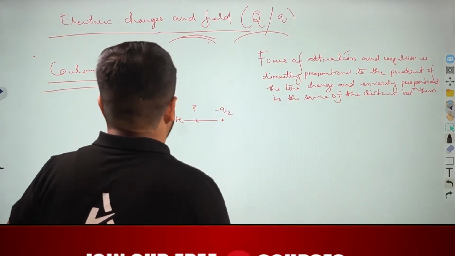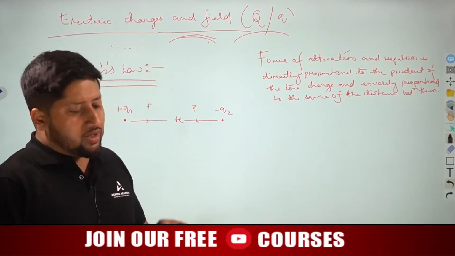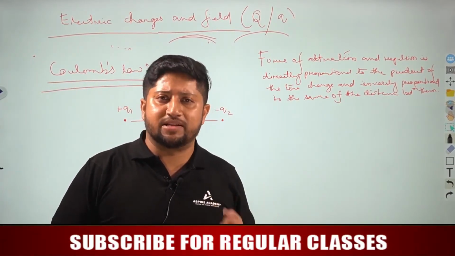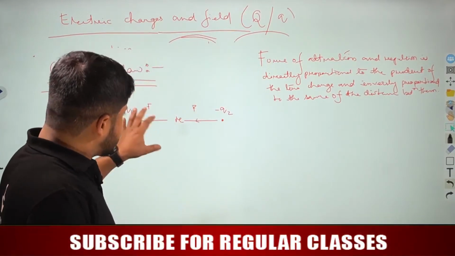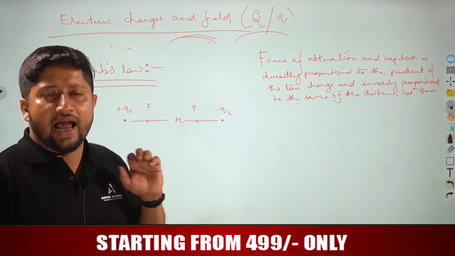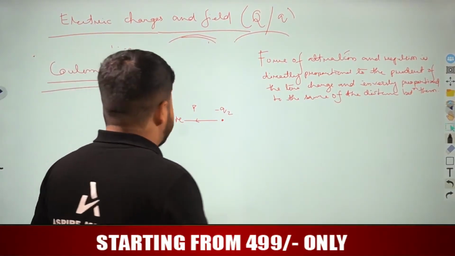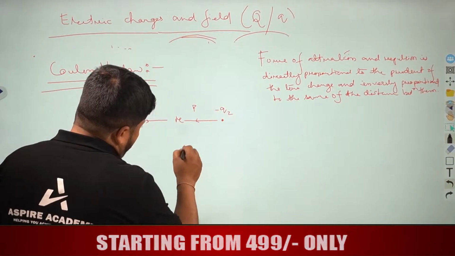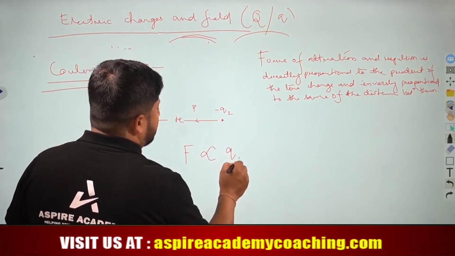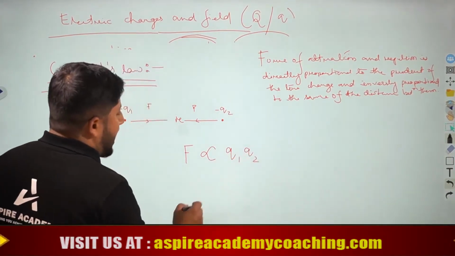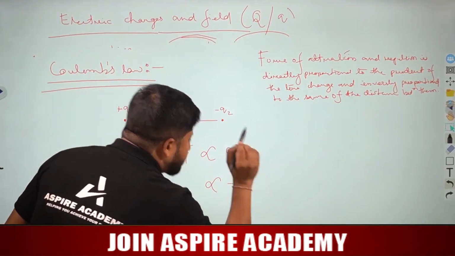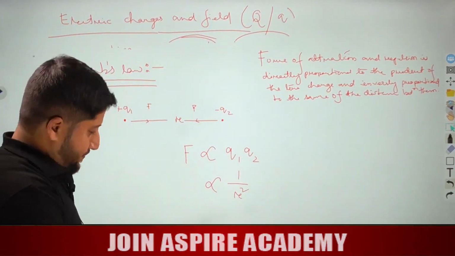So what is Coulomb's law? In Coulomb's law there are two types of force generated. One is called attractive force and the other is called repulsive force. The attractive force is directly proportional to the product of the two charges, Q1 into Q2, and inversely proportional to the square of the distance between them.